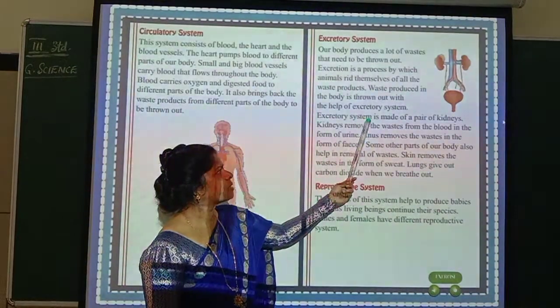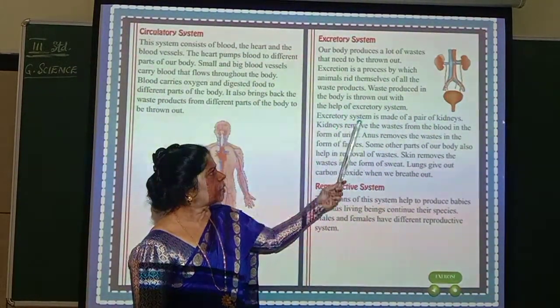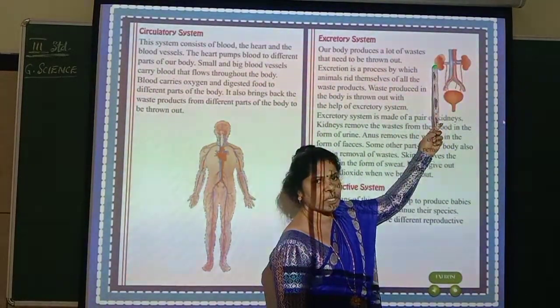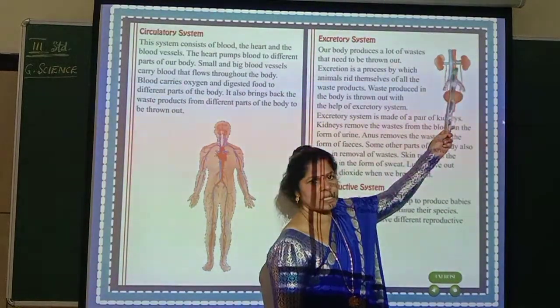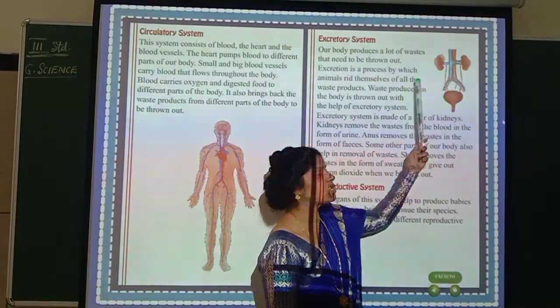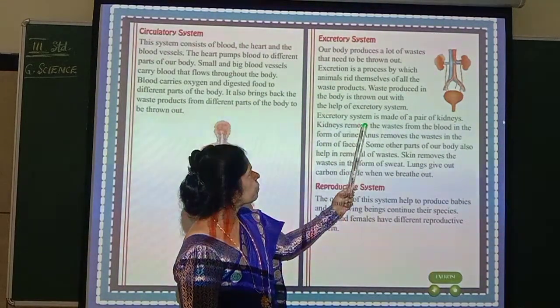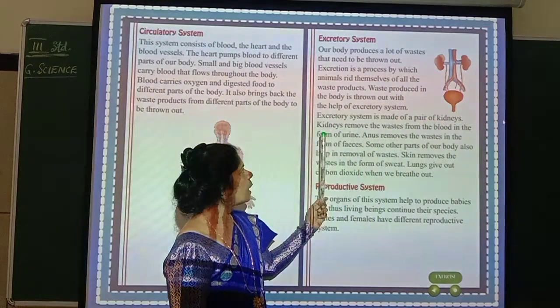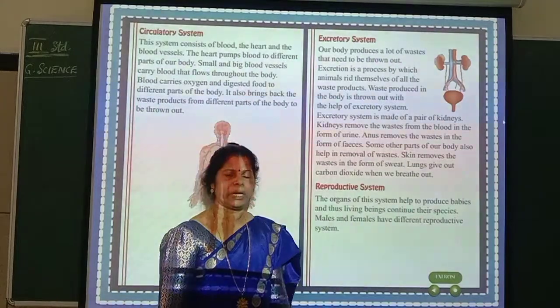The excretory system is made up of a pair of kidneys. Okay, so you can see here, these are the kidneys, bean-shaped structures. Like we have seen beans, so like beans it is. This is called the kidneys. How many kidneys? A pair of kidneys, two kidneys. Now, see, the excretory system is made up of a pair of kidneys. Kidneys remove the waste from the blood in the form of urine.